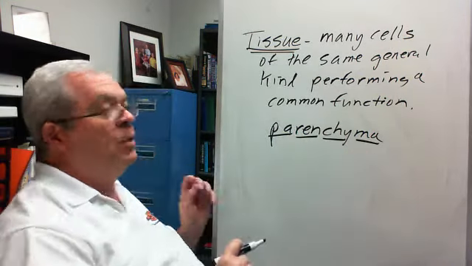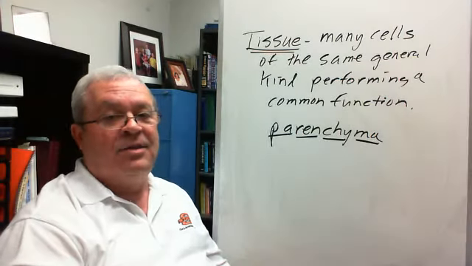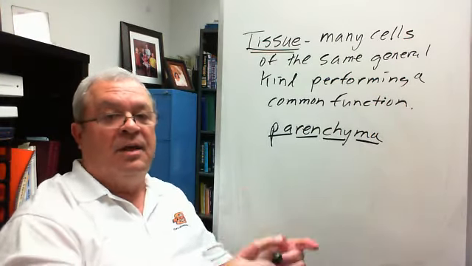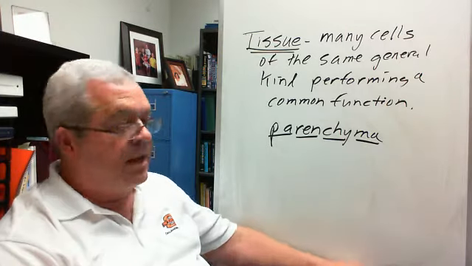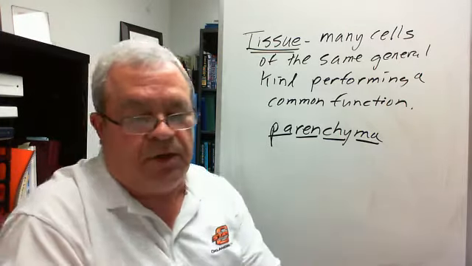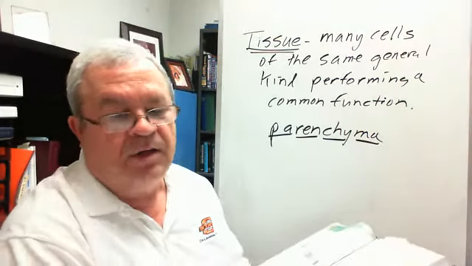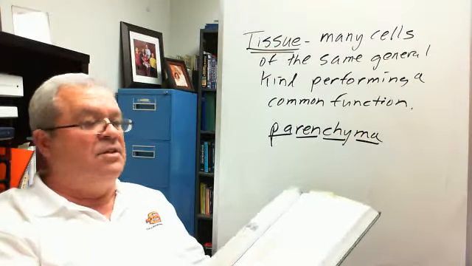Parenchyma. Parenchyma tissue. That is the most abundant tissue in plants. It's found in roots, it's found in stems, it's found in leaves, found throughout the plant. Parenchyma tissue. And there's some questions here. Describe the cell walls of this tissue.